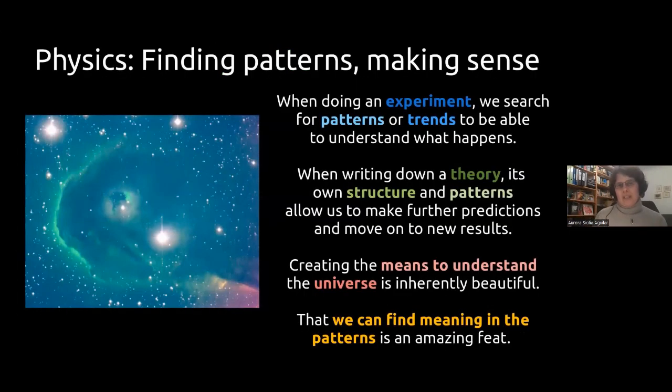And just coming to the end, I'm going back to my message that in physics, just finding these patterns is what helps us to make sense of things. When we do an experiment, we are just looking for the patterns and the trends, and then we can see what is happening, why it's happening, connect the dots. And when we are writing our theory based on what we have observed, even the structure of our equations and our theory can allow us to make further predictions and to move on looking for new results.